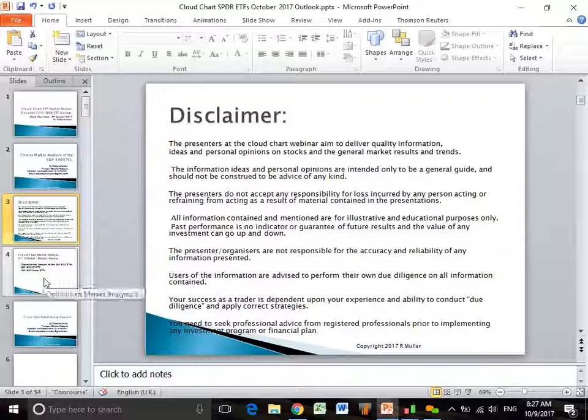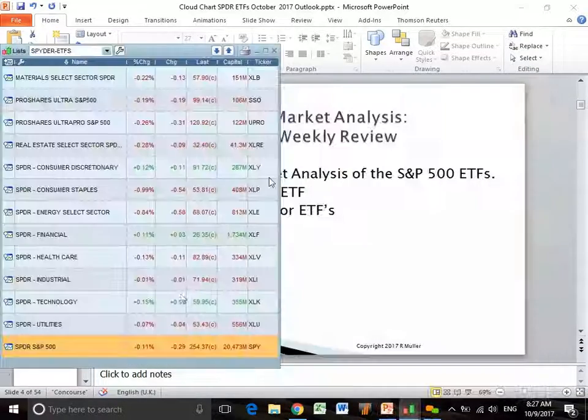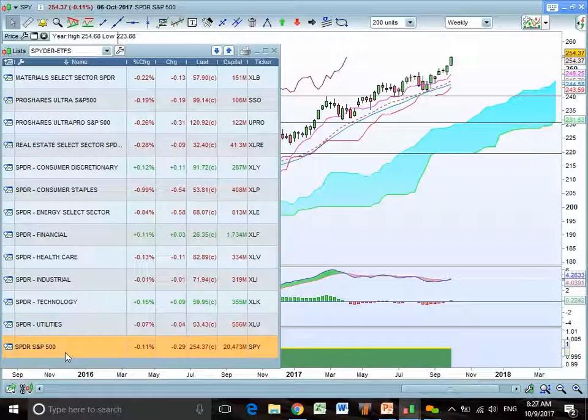Going to look at the S&P 500 ETFs and related subsectors. There's the normal disclaimer, and these are the instruments we'll be covering today: the S&P 500 SPY ETF and the S&P 500 SPY ETF subsectors. Okay, jumping straight into the ProRealTime platform. I'm going to kick off with S&P 500 SPY.